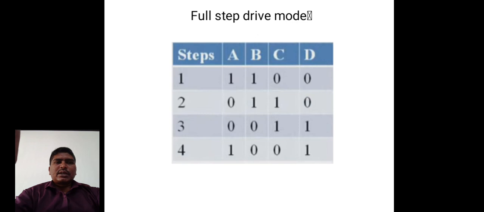The main disadvantage is the power consumption is higher. That is the difference between wave and full step drive mode.